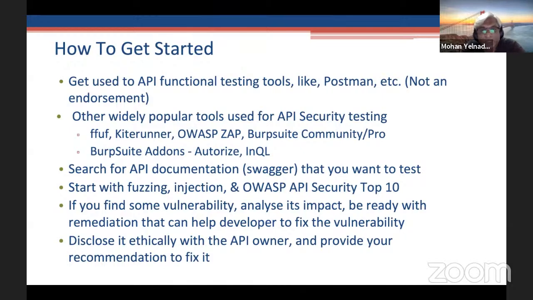So you have tools like Postman. Again, it's not an endorsement, it's a widely used tool. Cathy, in the last session, recommended all these other tools: FFUF, Kiterunner, ZAP, Burp Suite, both community and pro edition. These tools are definitely useful in the journey, for API functional testing as well as API security testing. There are also Burp Suite add-ons, available in both community and pro edition.